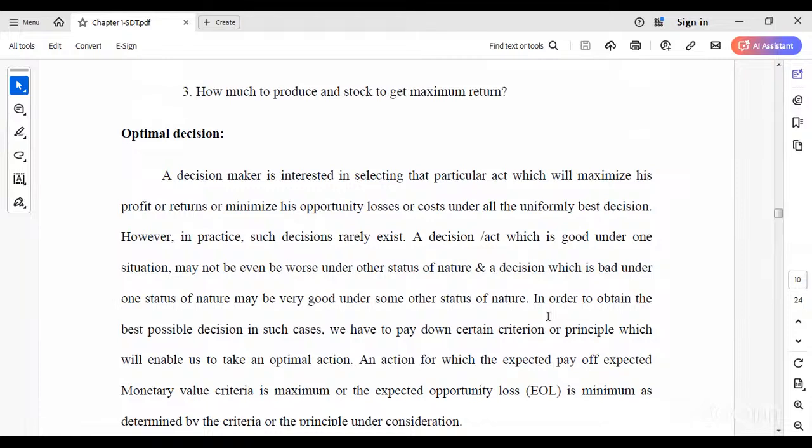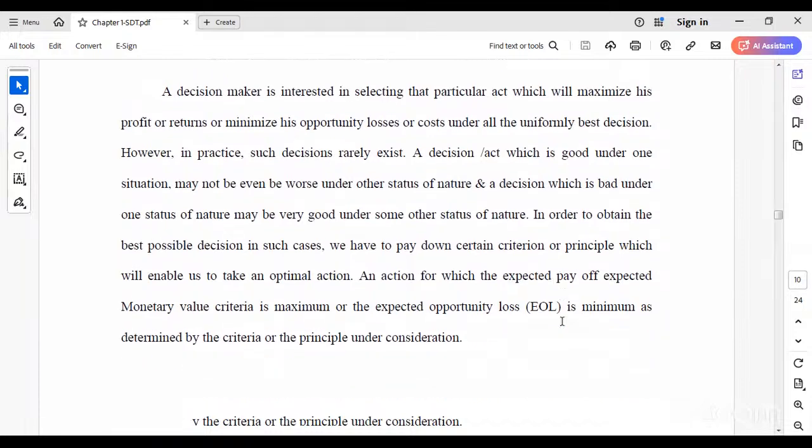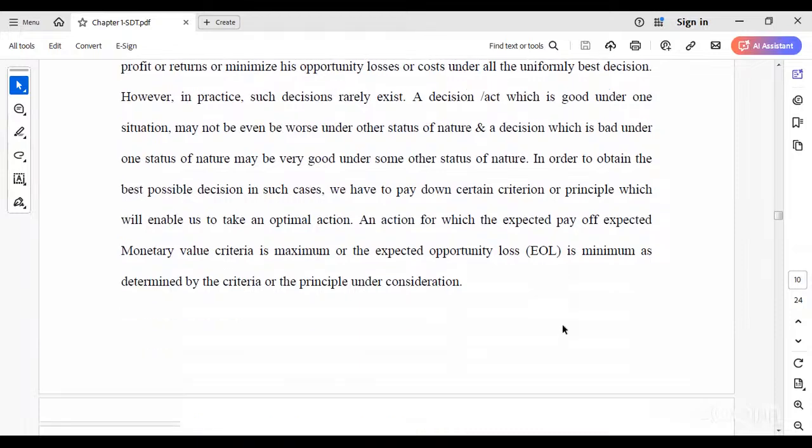A decision act which is good under one situation may not even be the worst under another state of nature, and a decision which is bad under one state of nature may be very good under some other state of nature. In order to obtain the best possible decision in such cases, we have to lay down certain criteria or principles which will enable us to take an optimal action. An action for which the expected payoff, the expected monetary value criterion, is maximum, and the expected opportunity loss, EOL as we call it, is minimum, as determined by the criteria or the principle under consideration.